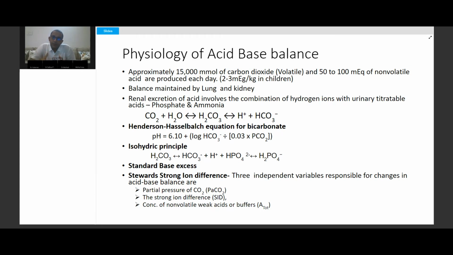There are three basic independent variables which determine your acid-base balance: the partial pressure of carbon dioxide, which takes care of the respiratory component of the acid-base balance; the strong ion difference; and the concentration of non-volatile weak acids. The strong ion difference is normally 38 to 42, which I will be explaining in detail as we go on. The non-volatile weak acids present in the extracellular and intracellular space are your albumin or proteins and your phosphates.